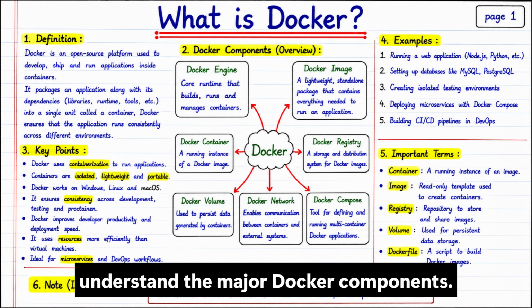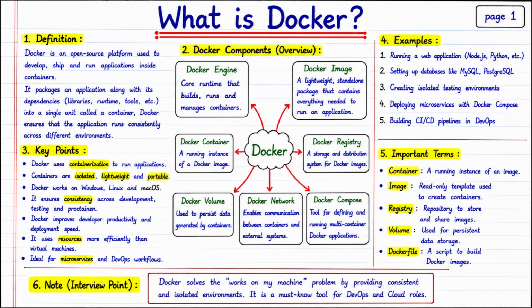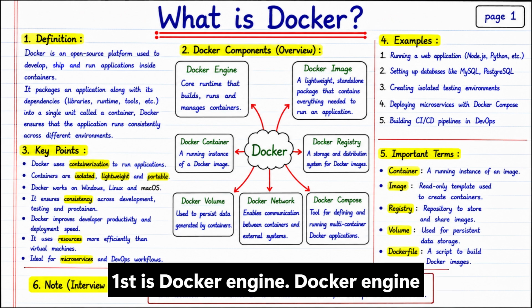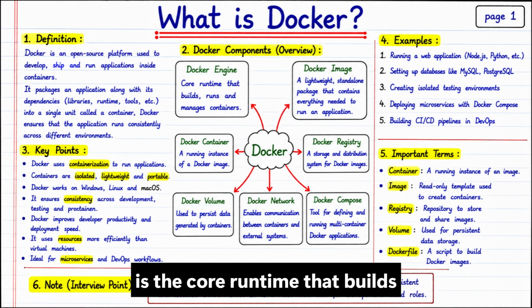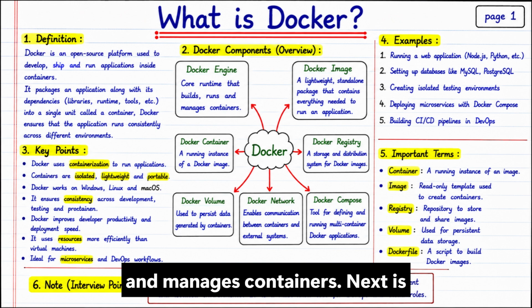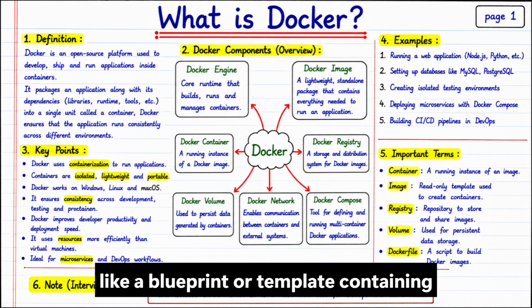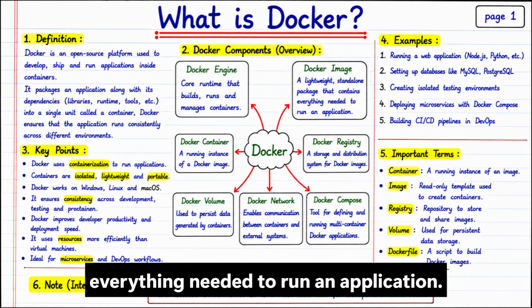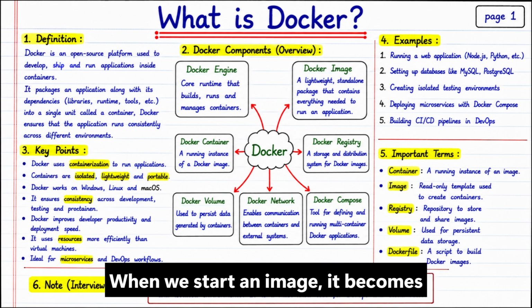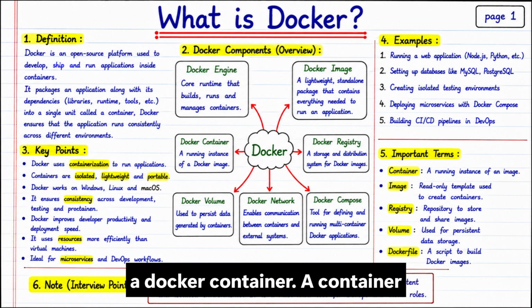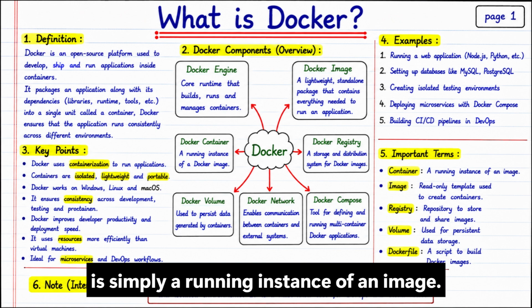Now let's understand the major Docker components. First is Docker Engine. Docker Engine is the core runtime that builds and manages containers. Next is Docker Image. An image is like a blueprint or template containing everything needed to run an application. When we start an image, it becomes a Docker container. A container is simply a running instance of an image.